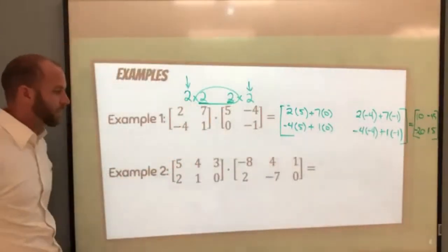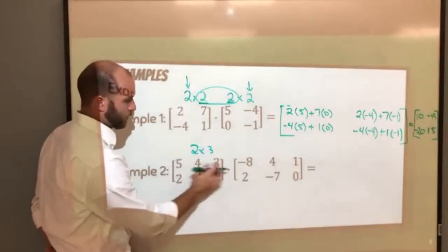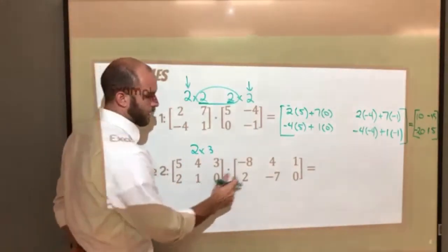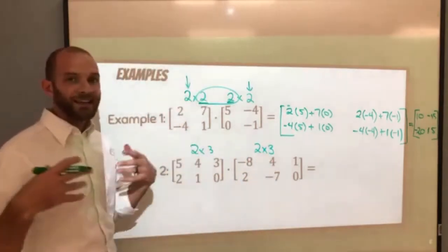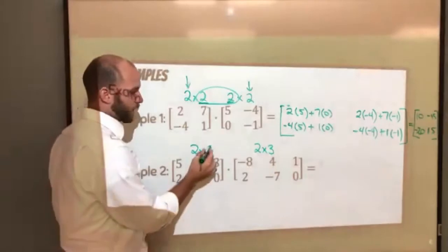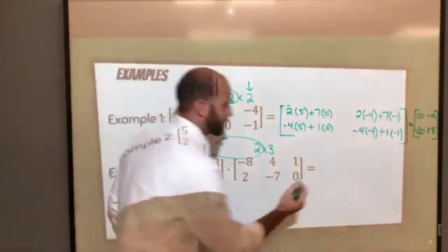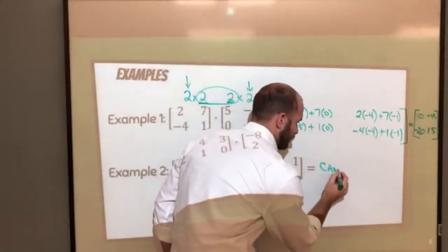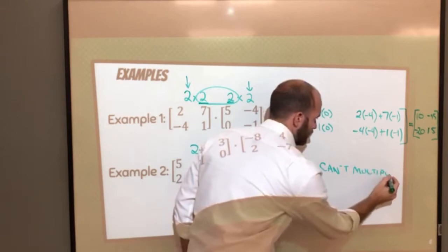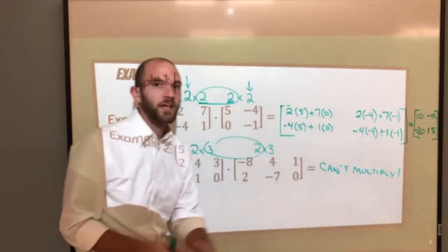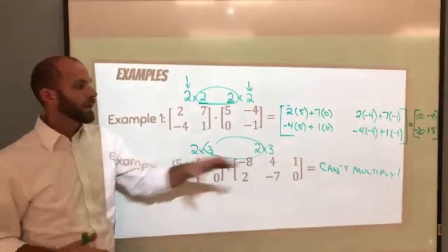Let's take a look at example 2. We've got a 2 by 3 matrix, 2 rows and 1, 2, 3 columns. We've got another 2 by 3 matrix. Before we start multiplying, let's see, can we actually multiply these? Do the numbers in the middle match? They don't match, so we can't multiply. I always have students asking, but what if we did this and what if we did that? Nope, the way the matrices are written, we can't multiply those.